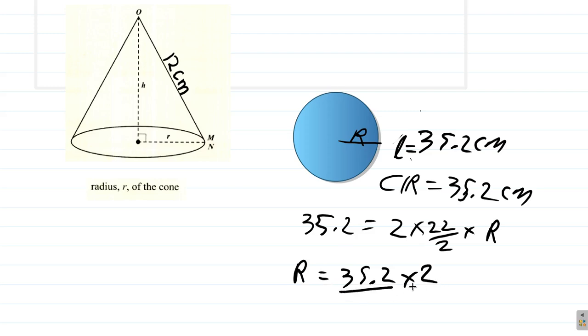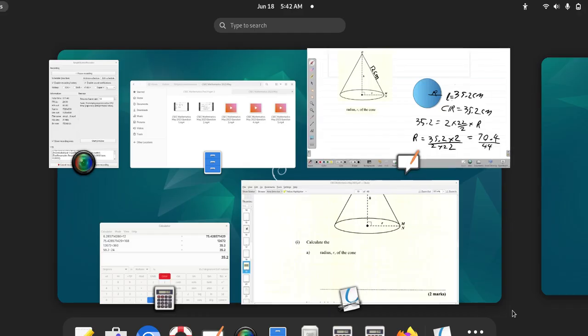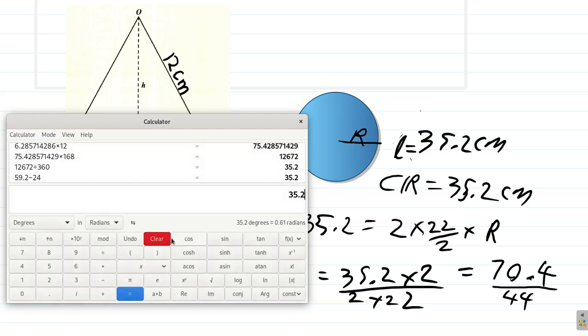When we transpose, we get r equal to 35.2 times 2 over 2 by 22. Right. Which is 35.2 times 2, which is 70.4 over 44. Alright, let's use a calculator and finish it off. So 35.2 times 2, right, 70.4 over 22 by 2 is 44.